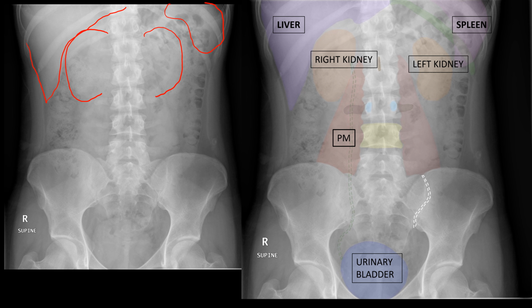Generally, ureters are difficult to identify. Therefore, we have just drawn a dotted line for the ureter here. Here we can see another shadow. The shadow is by the psoas major muscle. And in the pelvic cavity, we can see the urinary bladder also.